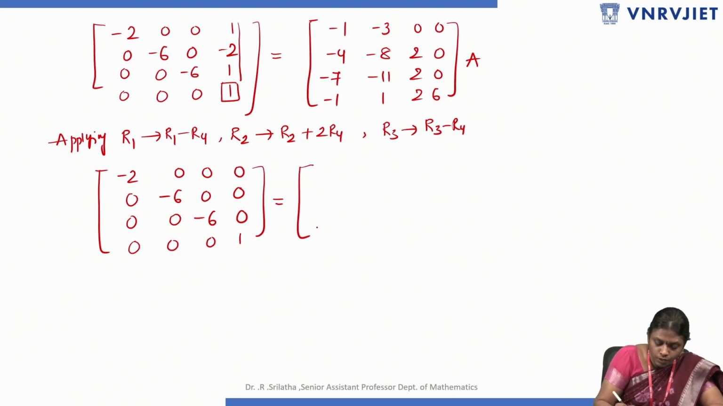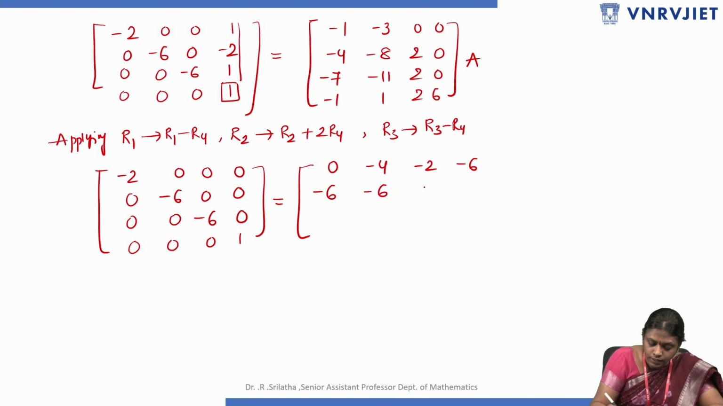Now applying the same operations to the prefactor matrix, that is in RHS, R1 minus R4, and this is going to be 0, -4, -2, and -6. Next, R2 tends to R2 plus 2R4, -4, -2, -6, -6, 6, 12. Now R3 minus R4, -6, 12, sorry, -12, 0, and this is -6, -1, 1, 2, 6.